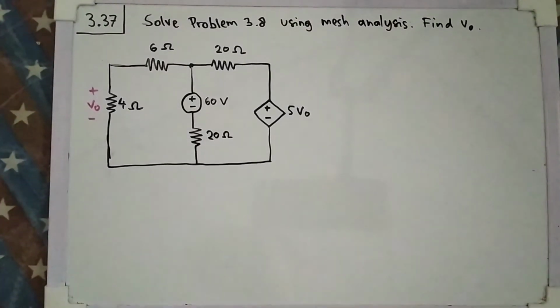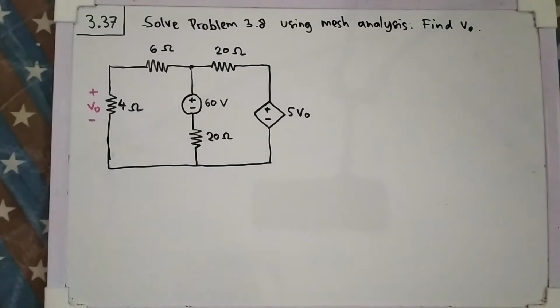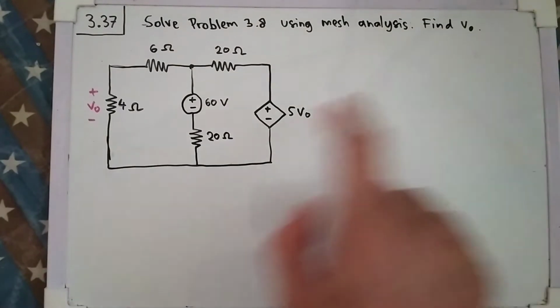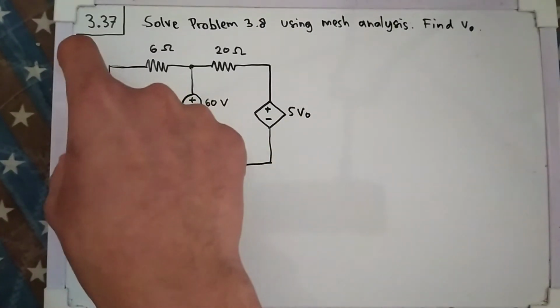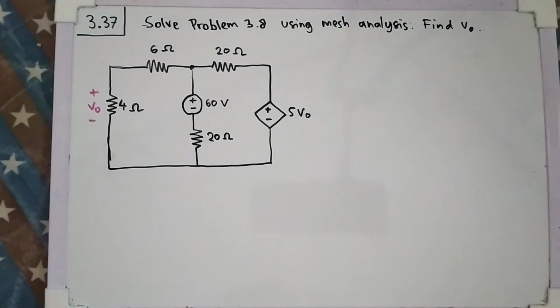So we are going to solve problem 3.37 from Sadiku book. The question is: solve problem 3.8 using mesh analysis. We have solved this before but using nodal analysis, and we are asked to find V0. V0 is the voltage across this resistor here. So we are going to use mesh analysis.